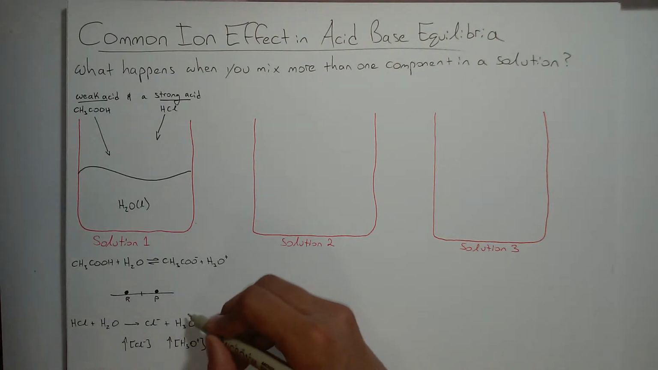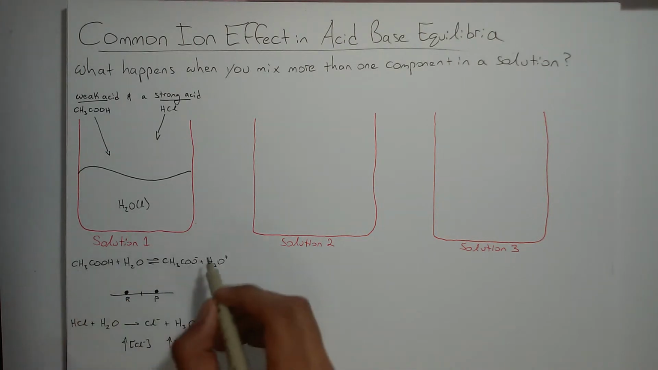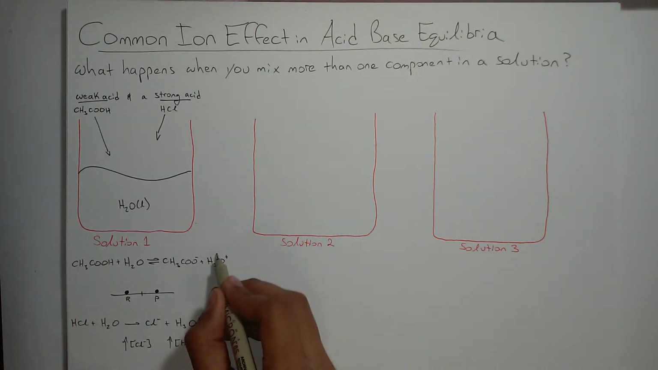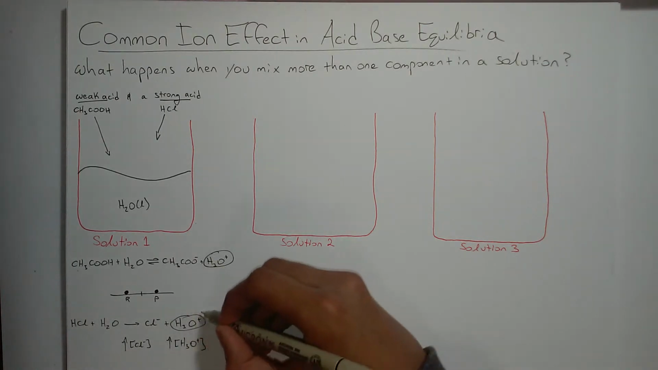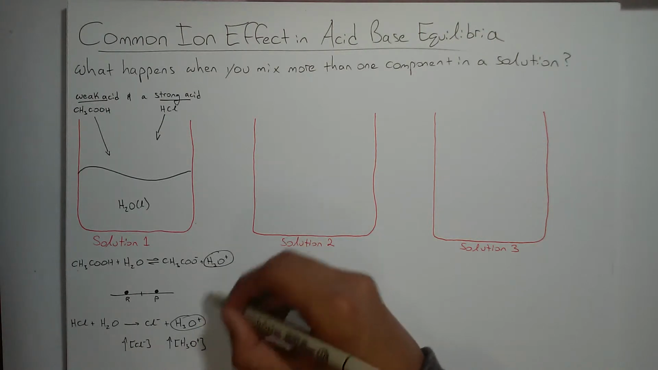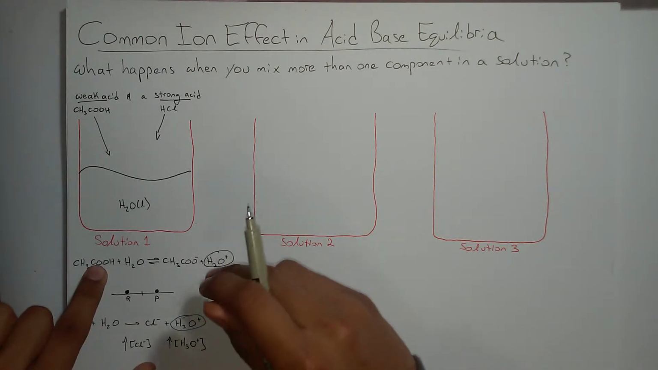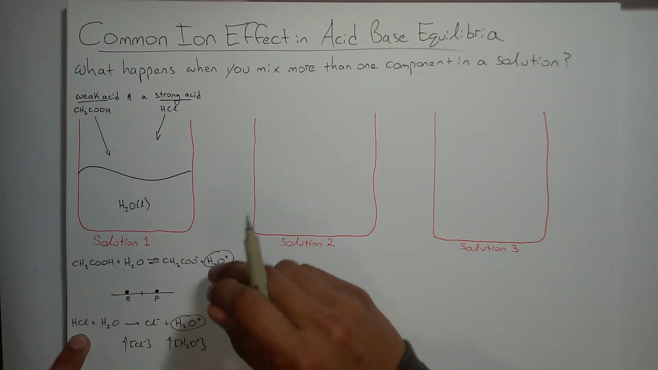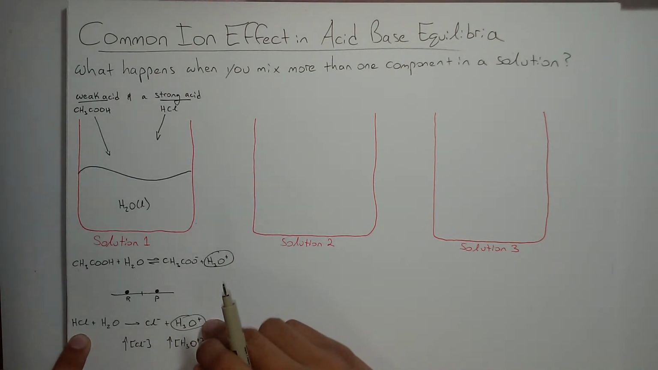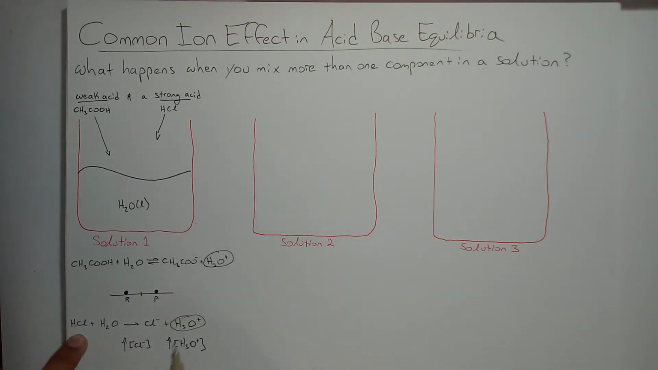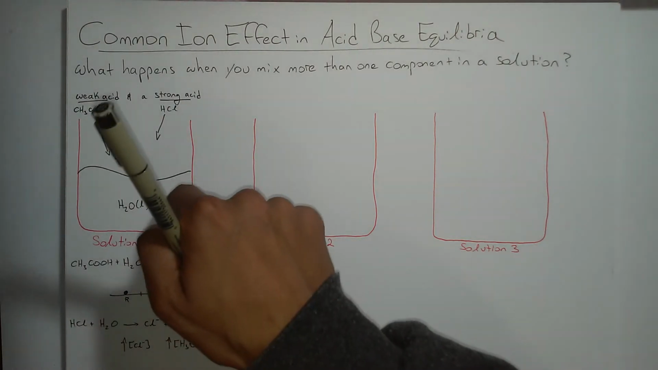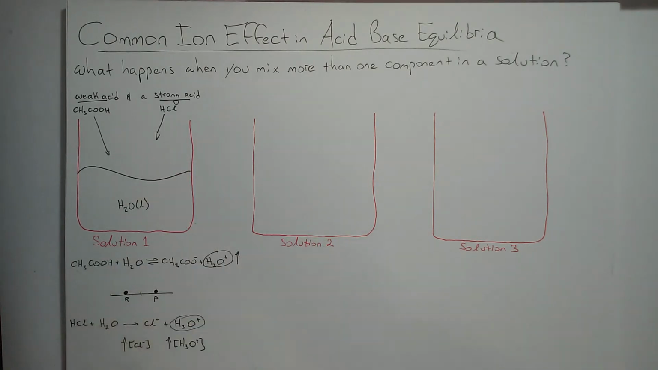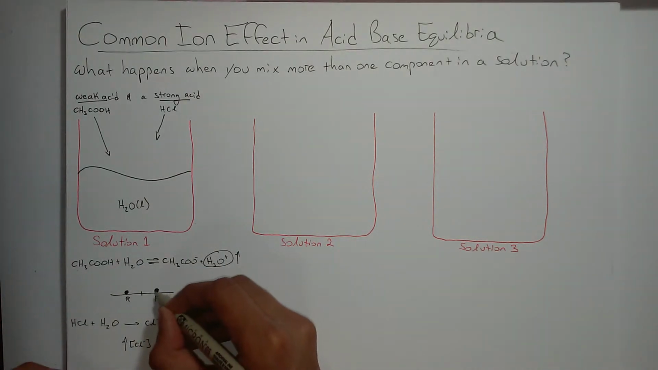Do you guys see how acetic acid donated hydronium ions into the solution, and so did hydrochloric acid? Do you guys see how this is a common ion between these two reactions? Acetic acid produces hydronium ions, and hydrochloric acid also produces hydronium ions. But notice that when I added this hydrochloric acid, I increased the amount of H3O plus inside of this particular solution that I have. Notice that I increased the amount of products.